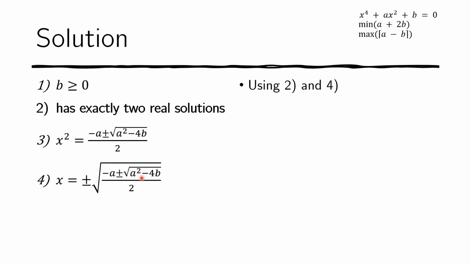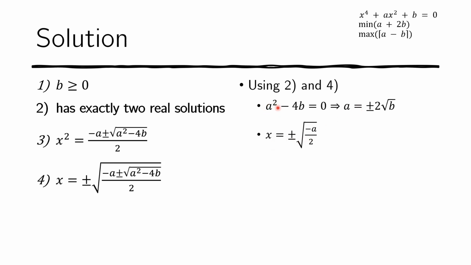And so we're left with the value here that is zero, because if this is zero, then this bit here is gone and we are just left with plus or minus the square root of negative a over 2. And so we use that condition, a squared minus 4b must be zero. And now we can get a relationship between a and b, and that is that a equals the positive or negative of 2 times the square root of b. And we go further.